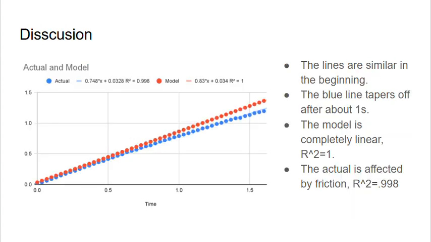This is the graph I created representing the actual and the model of the movement and position of the cart. The blue is the actual and the red is the model. The model is completely linear because of the code and it didn't have any errors. So that's why the coefficient of determination is 1. The actual is affected by friction, causing a lower coefficient of determination because it wasn't perfectly linear.